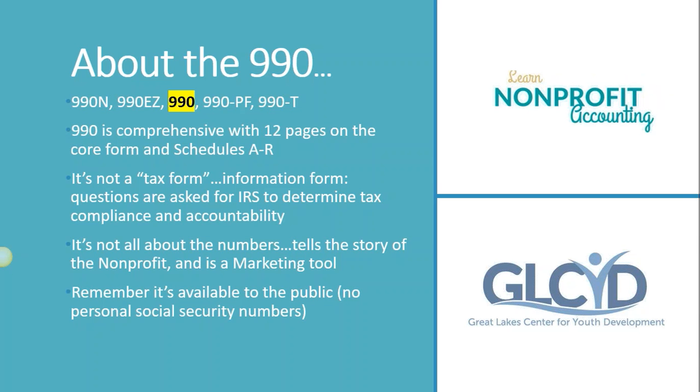So the 990 is not all about the numbers. It tells a story about the nonprofit, and it can be used as a great marketing tool. And remember, it's available to the public, and so there shouldn't be any personal social security numbers on it, but it should be available to the public for the last 3 years.